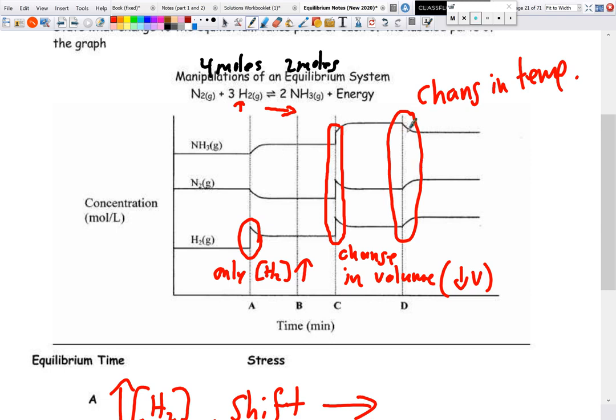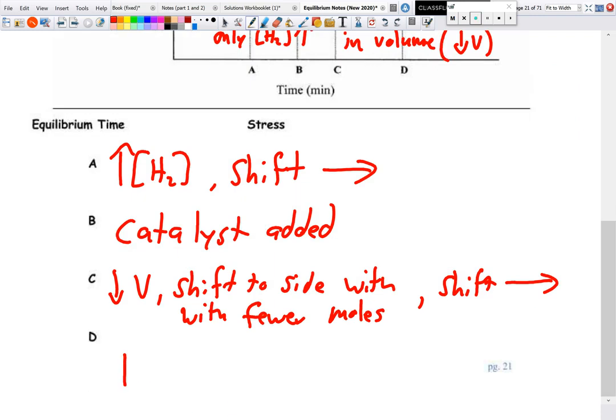In here we can tell the concentration of ammonia is going down, so that means the shift is going back the other way. And because energy is a product over here, the only way to get the shift to go in the opposite direction of our energy unit is we need to add energy to get it to shift away. So at point D, we get an increase in temperature because the shift is going back towards the formation of our reactants.